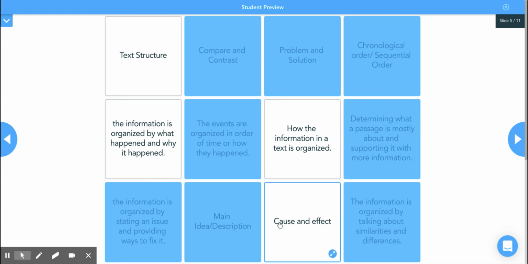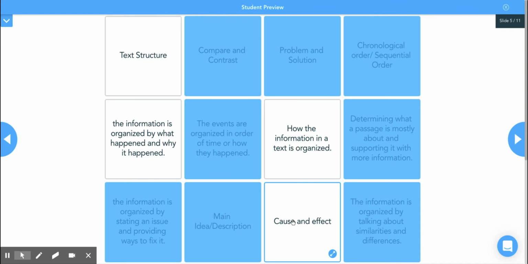Our last text structure is cause and effect. Cause and effect and problem and solution can easily be confused. Okay, so don't let them trick you. Both cause and effect and problem and solution have something that happens and then something that happens after it. It explains why it happens. So the cause and effect.